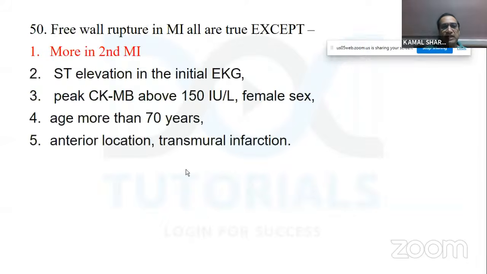Another question was on free wall rupture in MI. All are true except. Now, one of the options that was incorrect was that it is more likely to happen in second MI, which is not true, because fibrous tissues are difficult to yield through. Muscles are easy to. Our surgeon friends will tell you that it cuts like a knife through cheese. That's how bad it is when they are trying to repair a VSR, ventricular septal rupture.